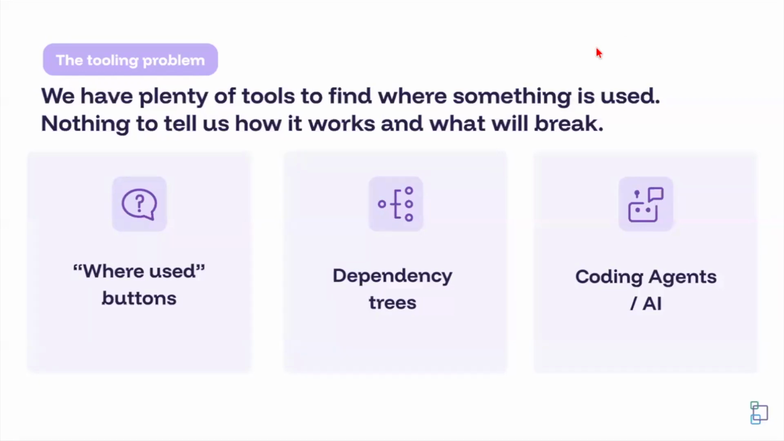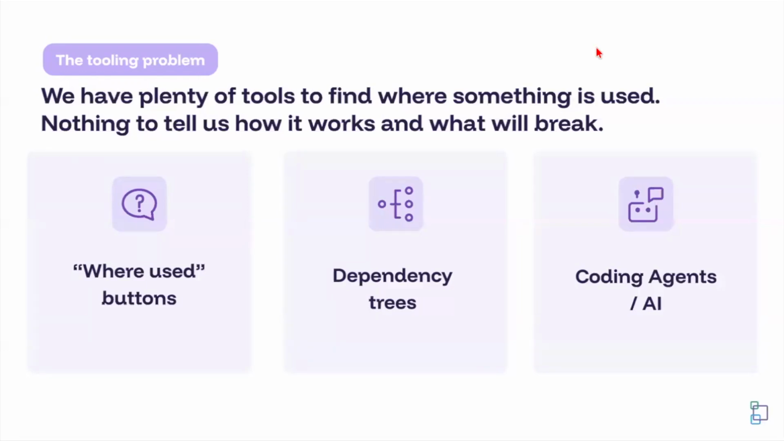We have dependency trees. A lot of tools these days do dependency trees. But again, it's just a where used button on steroids. It tells you where all the various hard-coded and programmatic references to metadata are, how metadata are referenced and related to each other, but you still have to conduct quite a lot of manual investigation into what will break and how things will be impacted when you introduce a particular change.